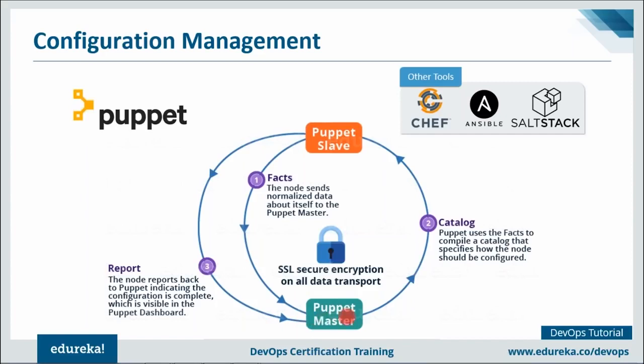And the Puppet master uses the facts to compile a catalog that defines how the slaves should be configured. Now, what is a catalog? It is a document that describes the desired state for each resource that the Puppet master manages on a slave. Then the Puppet slave reports back to the master, indicating that the configuration is complete, which is also visible in the Puppet dashboard. So that's how it works, guys. If you have any questions or doubts, you can go ahead and ask me.